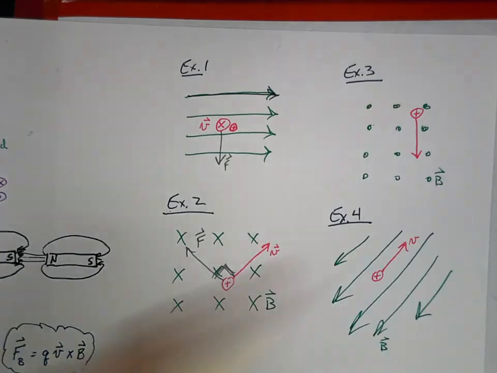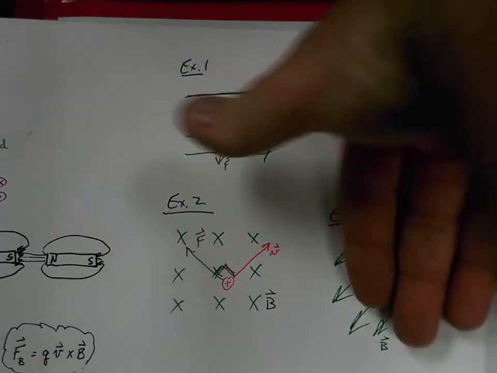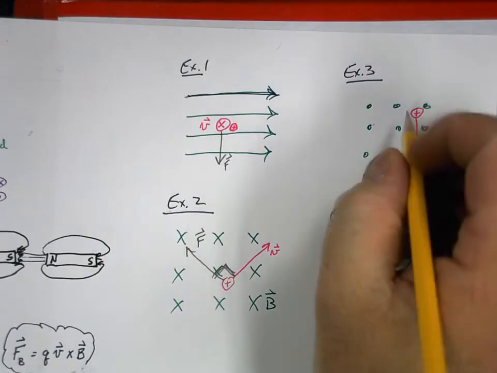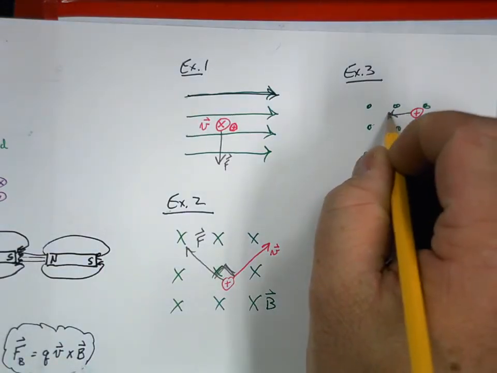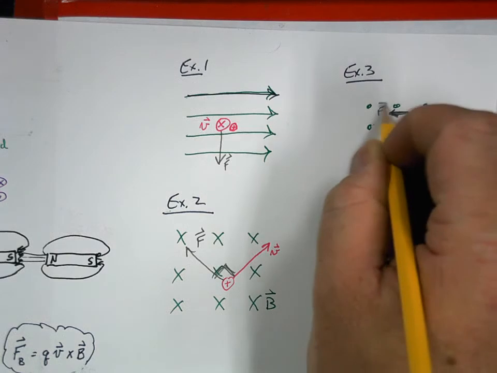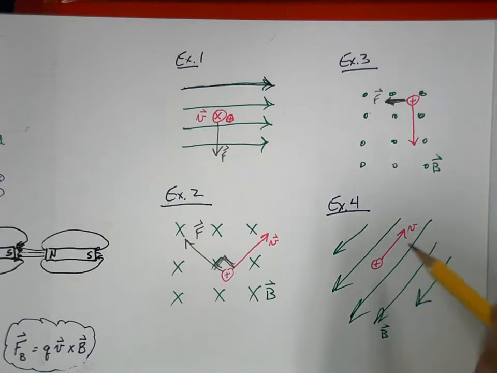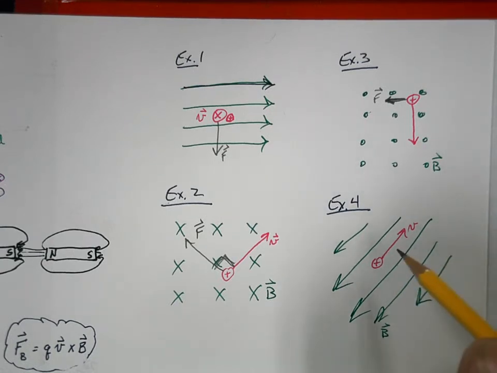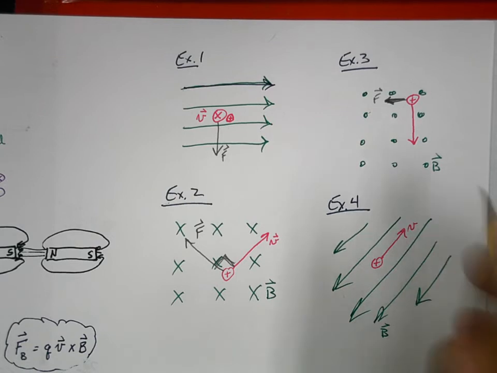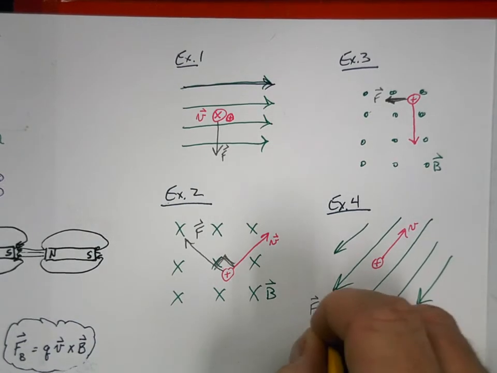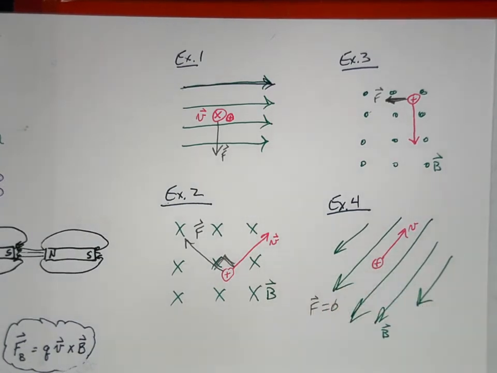Over here, fingers are that way, curls up. Your force is to the left. And finally, Nick, thank you for stealing the thunder. The particle is moving at 180 degrees to the magnetic field, and so sine of 180 is 0. Therefore, there is no force. F equals 0. There's no force on that object.